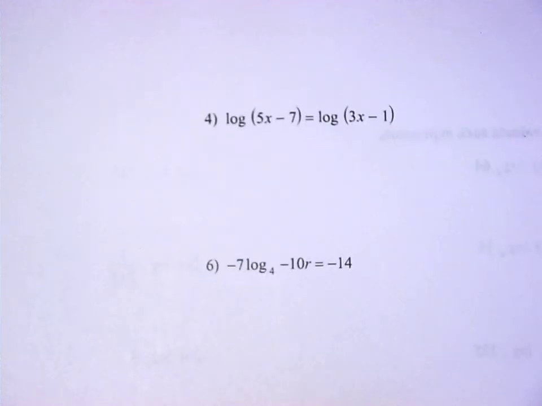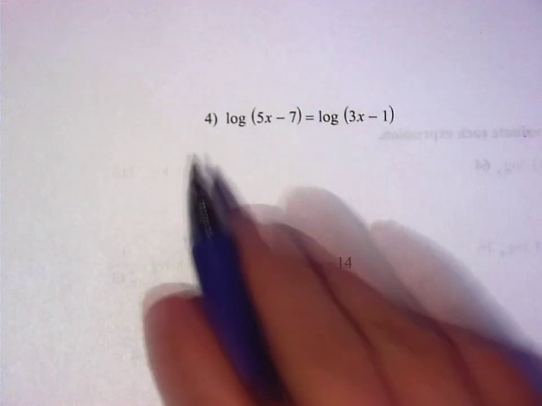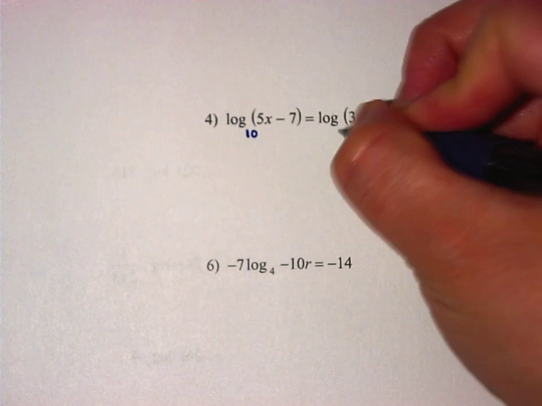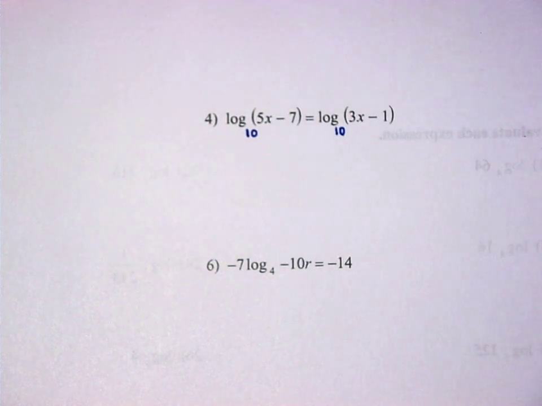All right, let's start with number 4. What's the base on this? 10. Everybody write in 10. If it doesn't have a base, you assume that it's 10. Base 10 for both of them.